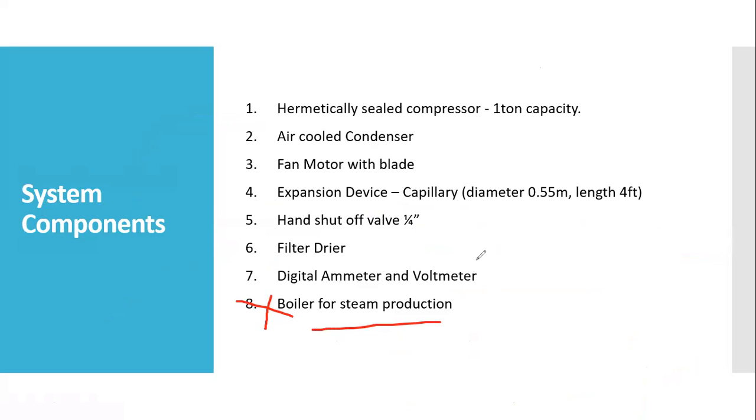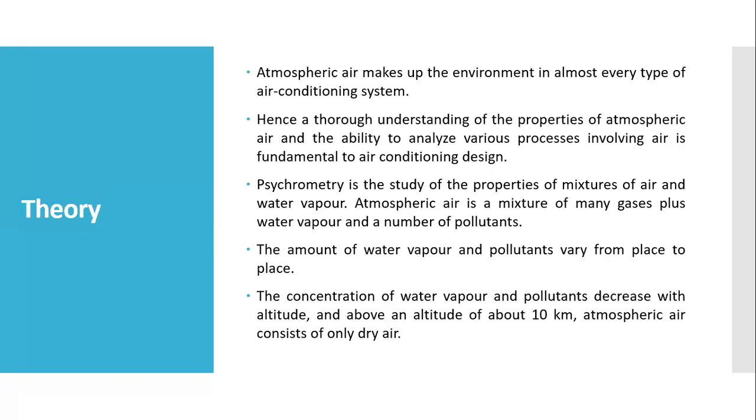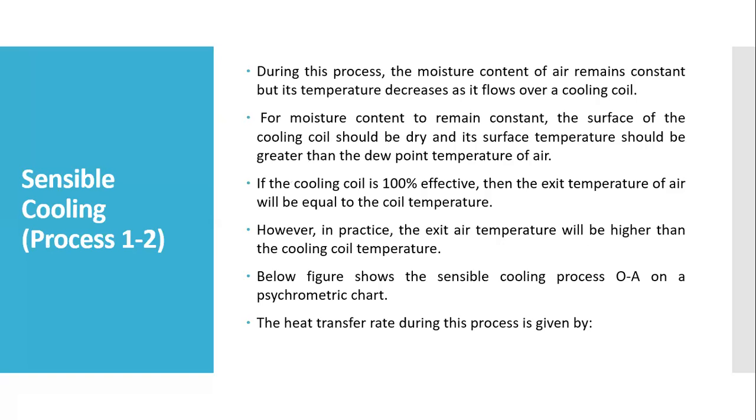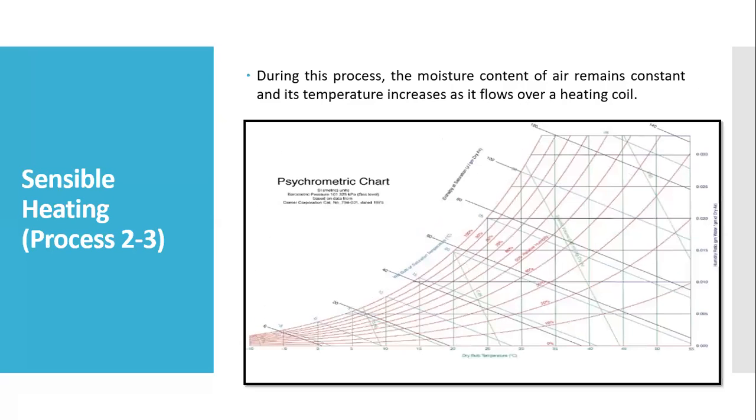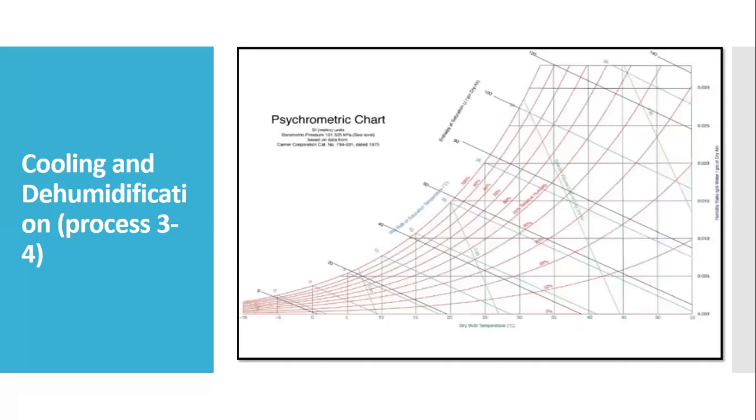Now the next components are the pressure gauge, which we use for the COP, coefficient of performance, the digital temperature indicator, thermocouple, DP switch, and the refrigerant which we are using. The theory I have already explained, so no need to explain it again. But I would like to explain about sensible cooling and sensible heating that we have already discussed. But the process of cooling and dehumidification is important.